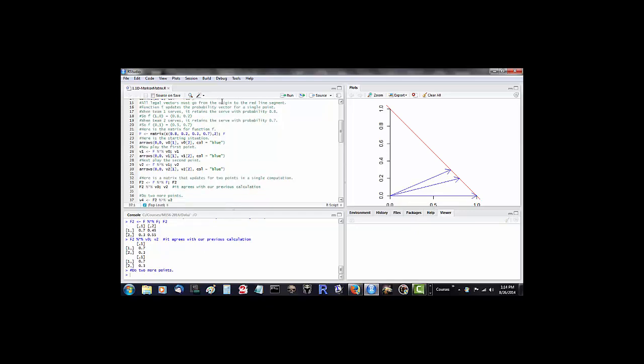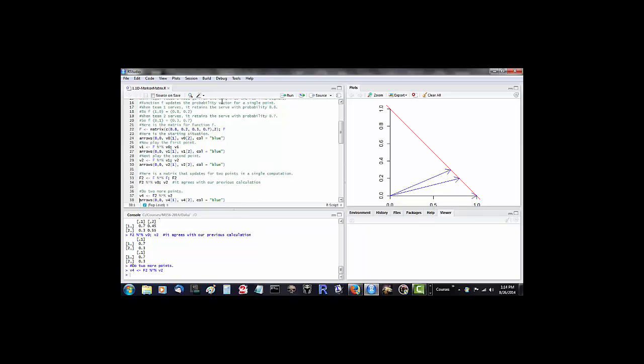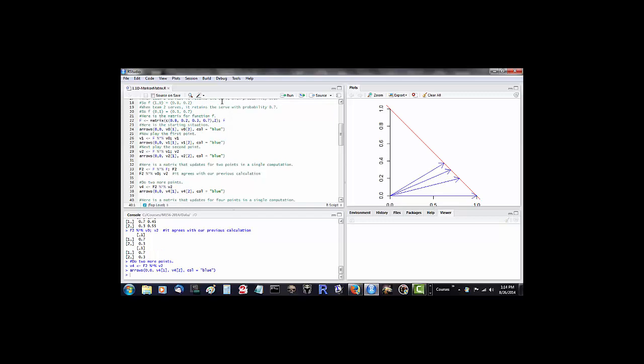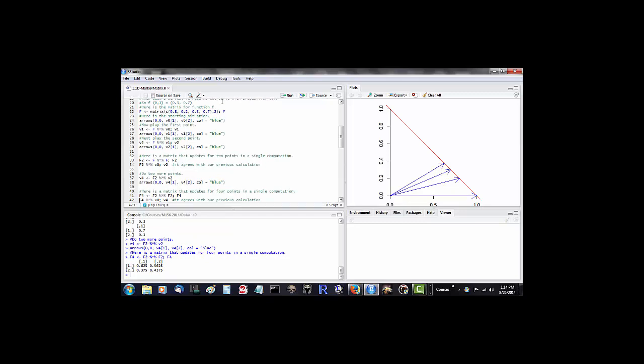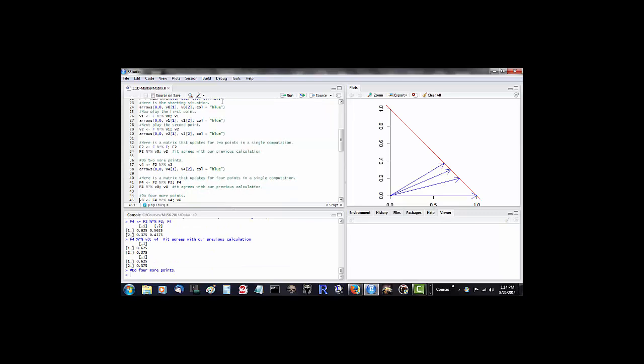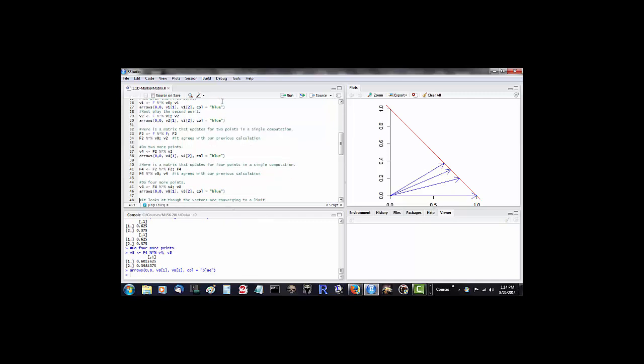Now if we've played 2 points, we can update by F2 to figure out the probability after 4 points have been played. There it is. Or we can square the matrix F2 to get a matrix that updates for 4 points in one fell swoop. We can even easily create a matrix that represents the effect of 4 more points.